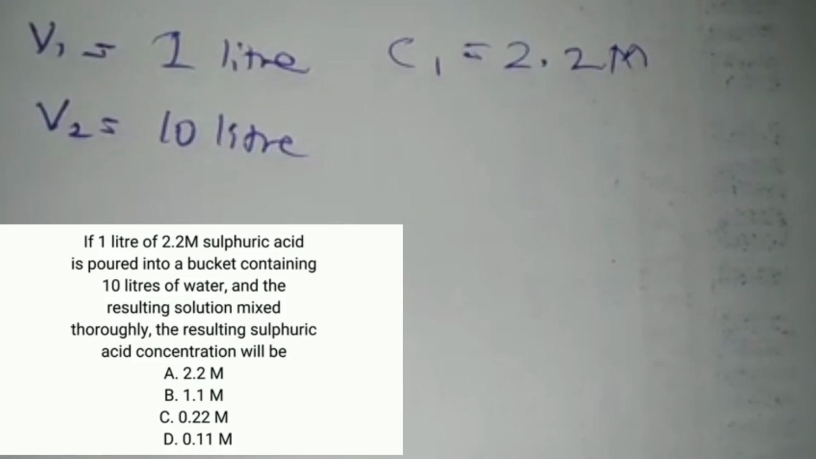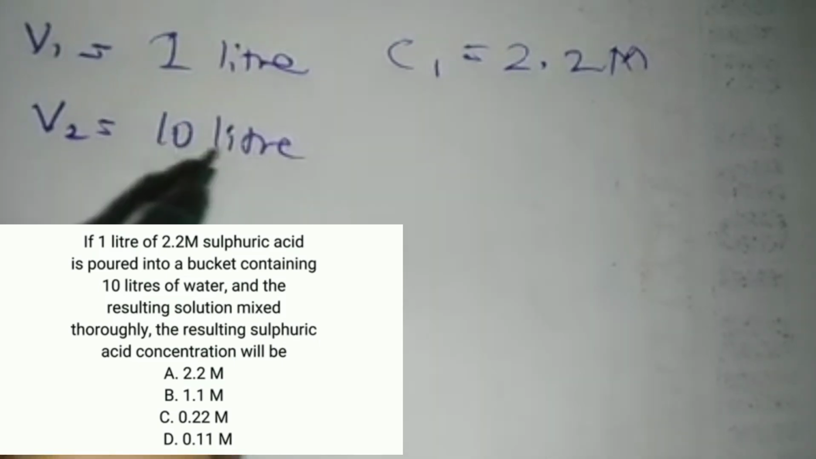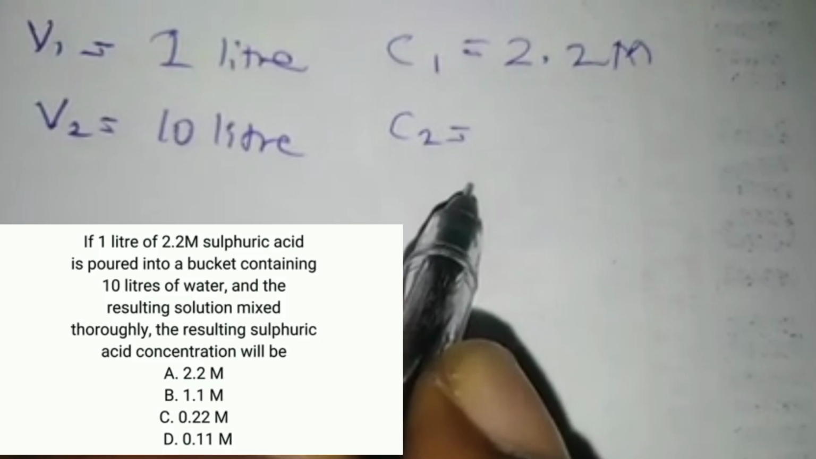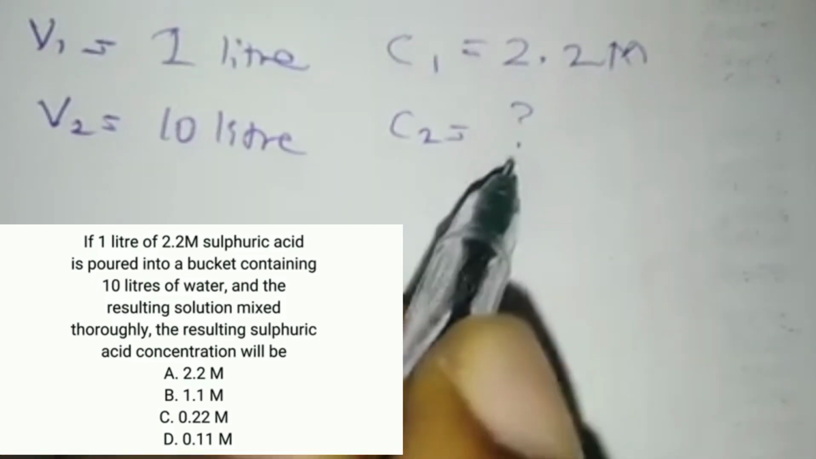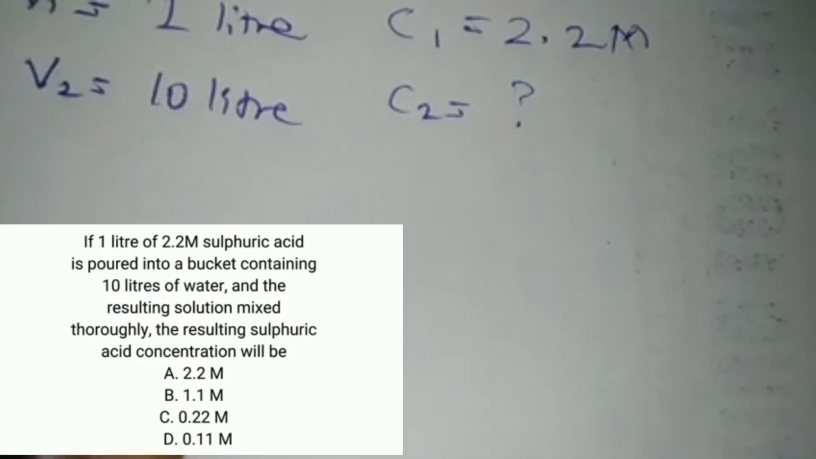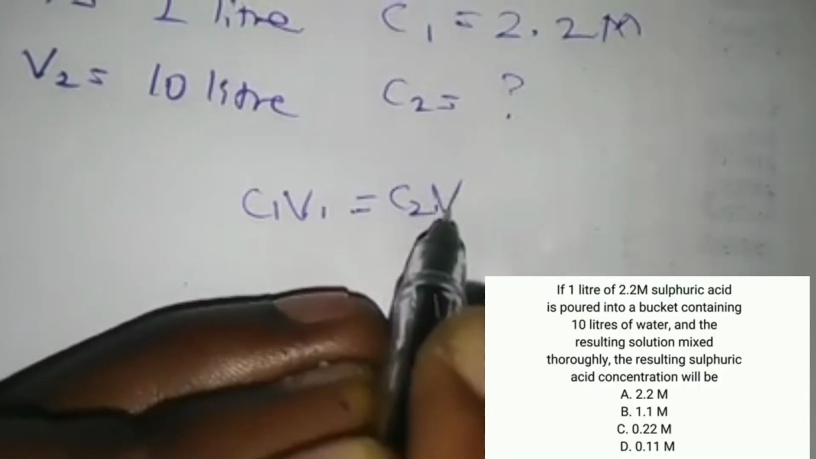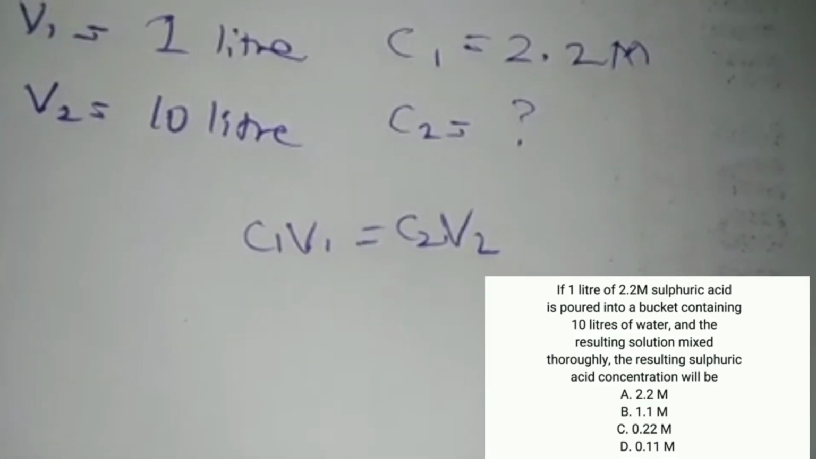And the resulting solution is mixed thoroughly. What will be the resulting concentration of the sulfuric acid? So they are asking us for the second concentration now, after 1 liter of the 2.2 moles of sulfuric acid is poured into 10 liters of water. So we don't know that concentration. In order to solve this question, it's very simple. All we have to do is to use this particular formula, which is C1 V1 equal to C2 V2. So from here, all we need to do is to simply input into the formula.